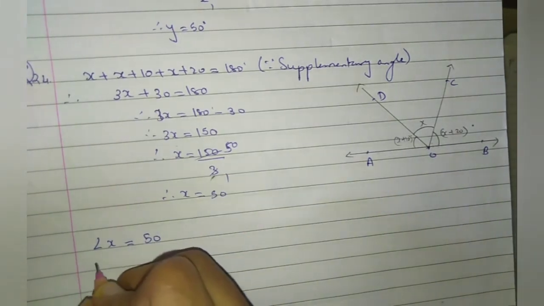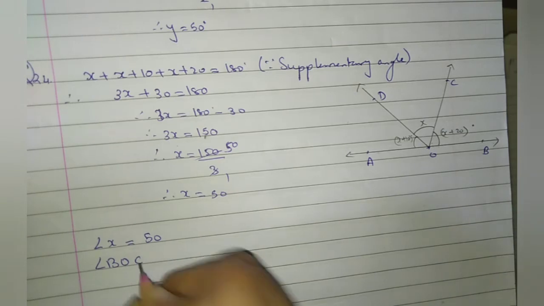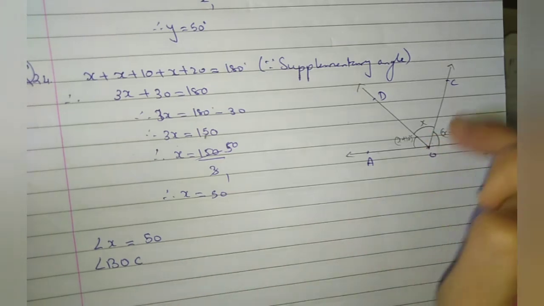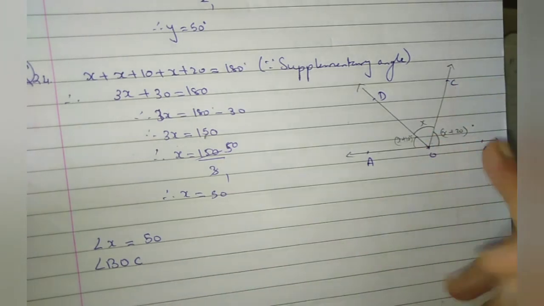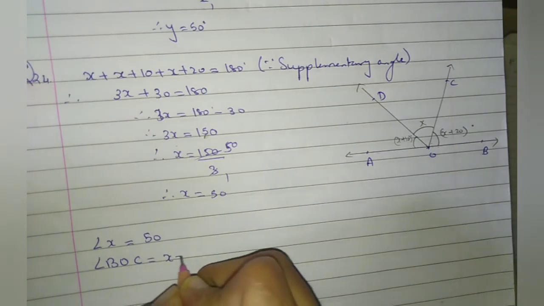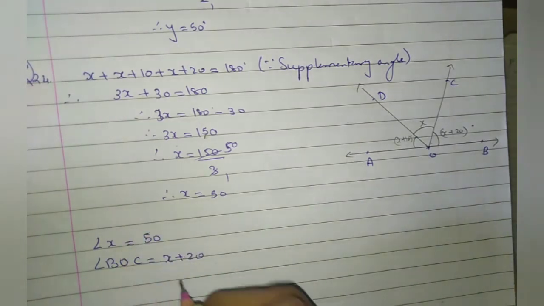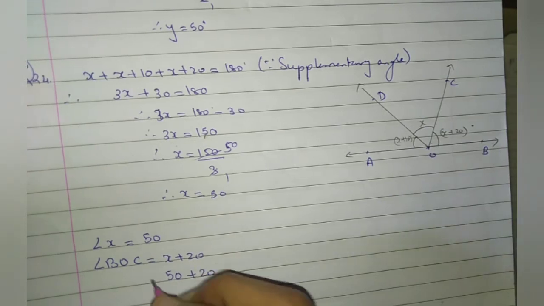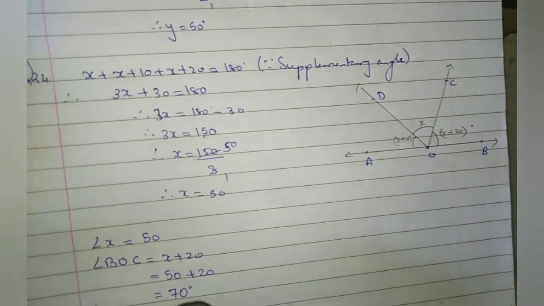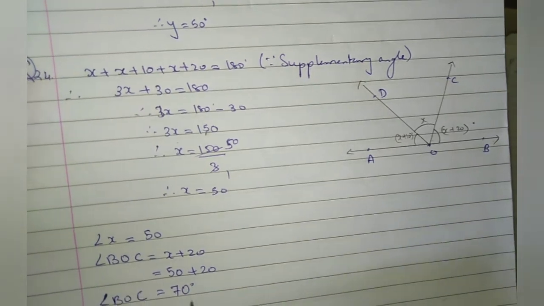Another we had said is angle BOC. Now BOC means this angle. So we will write x + 20. Now instead of x we will write 50 + 20, so equal to 70. So angle BOC is 70 degrees.